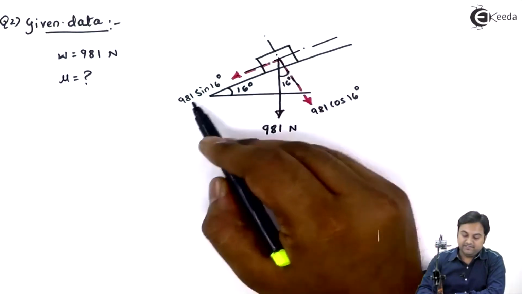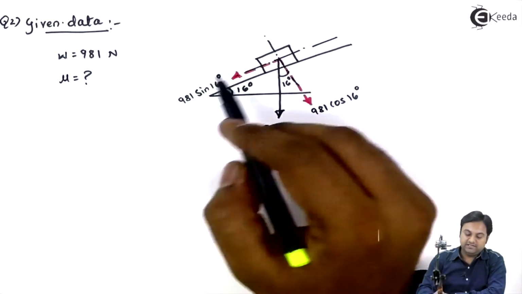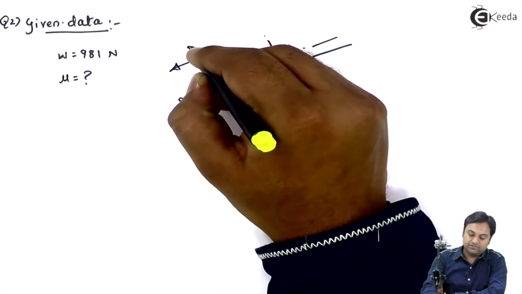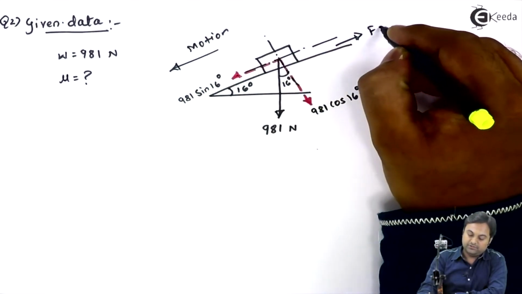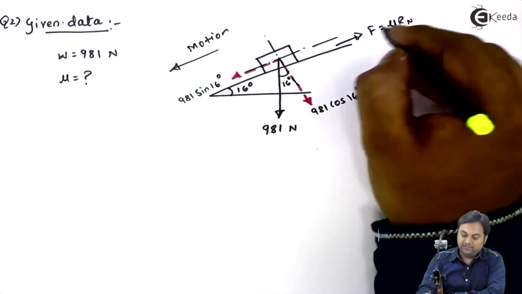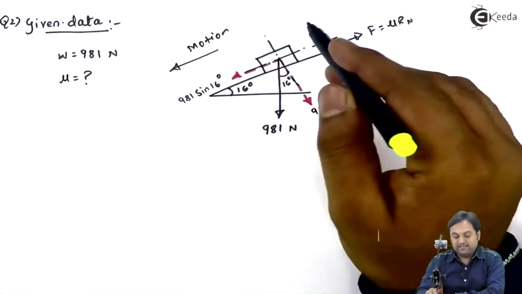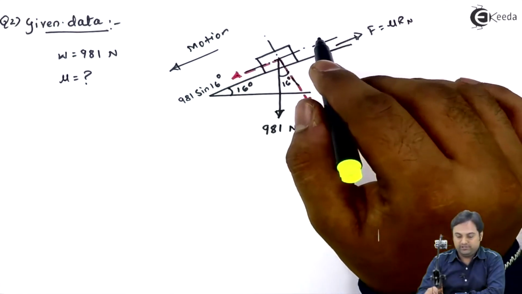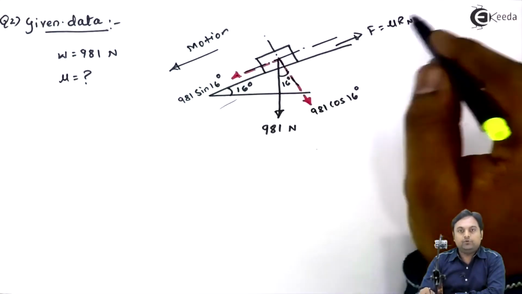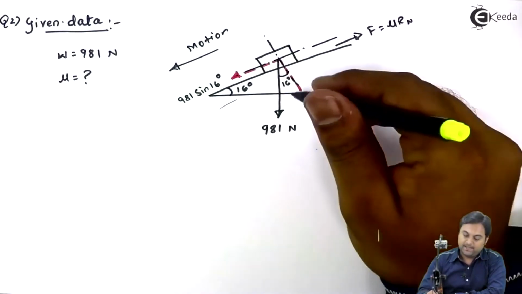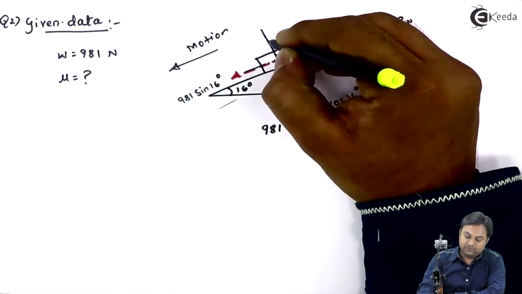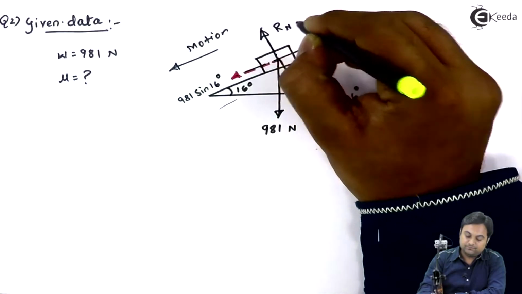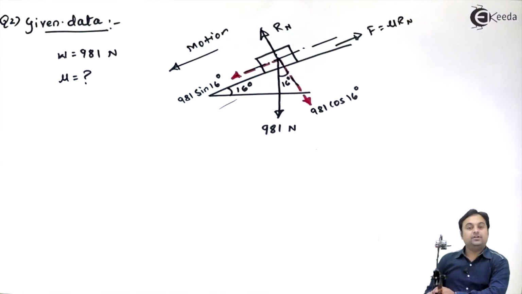Now, since because of 981 sine 16, the block will be sliding downward, it means motion is towards left, but friction force would try to oppose it. So F is equal to mu into Rn would be in the upward direction. Motion will try to slide the block in the downward direction, but F is equal to mu Rn will try to keep the block in the upward direction. 981 cos 16 is perpendicular to the surface. We even have normal reaction, which is opposite to 981 cos 16 degree. Now we have drawn the diagram. Let us start with the solution.